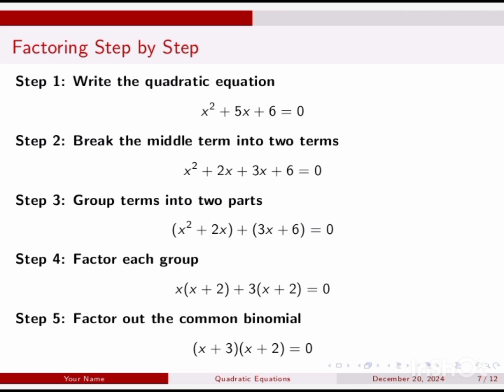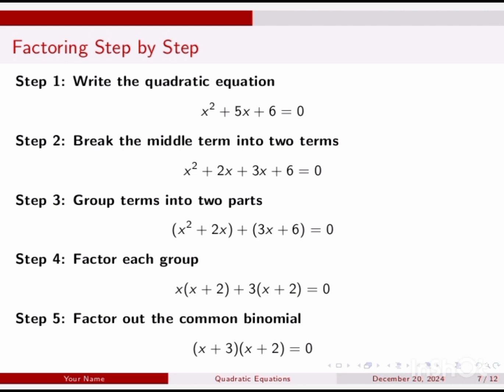Actually, in the previous step, there were two parts. The first one is x squared plus 2x, and the second one is 3x plus 6. So from the first part, we took x common because it was present in both the terms of x squared and 2x. And for the second part, we took 3 common, then we were left with x plus 2. And now we can again take x plus 2 common because it's present in both the terms: the first term of x into x plus 2 and the second term of 3 into x plus 2.